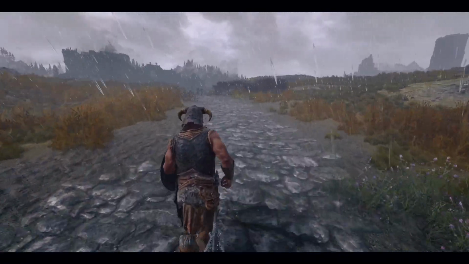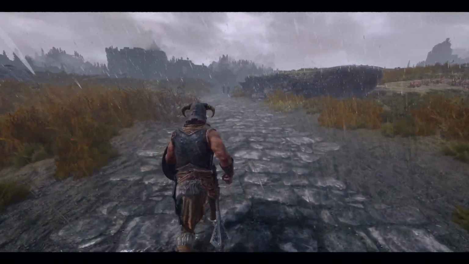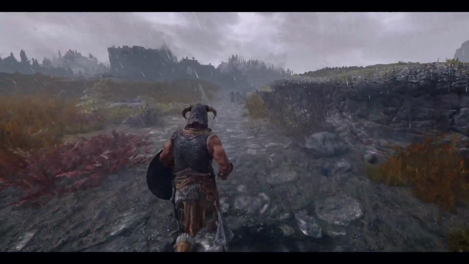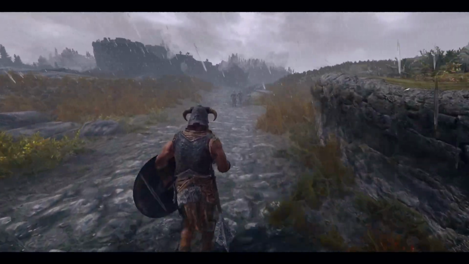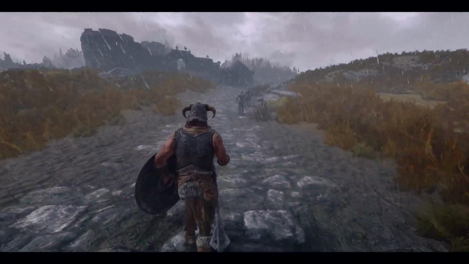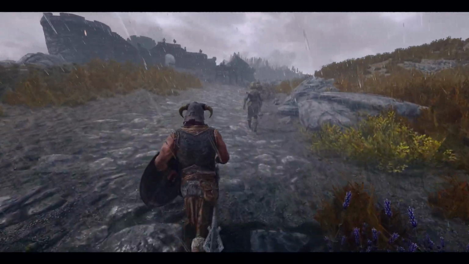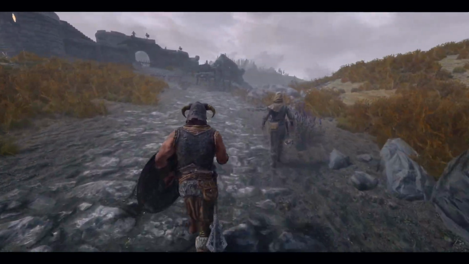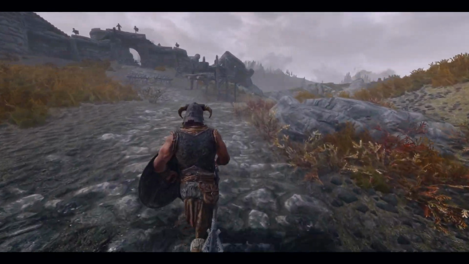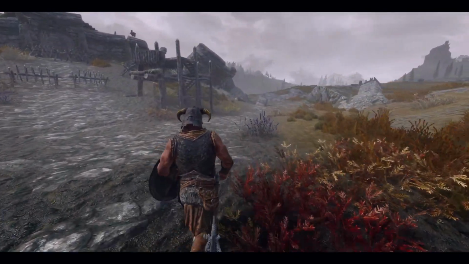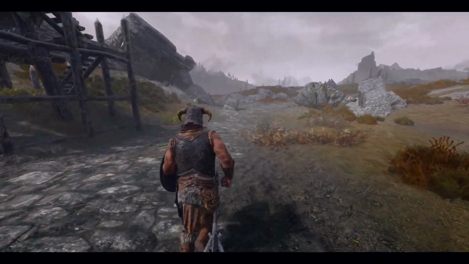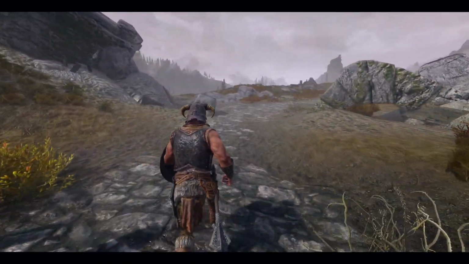Okay, so I'm sure you can guess what I'm about to do, because yes, it is time for another round of soundscape examples. This time I'm only going to show two clips, and one is going to be me walking through Riverwood in vanilla Skyrim, and then the other is going to be the exact same route, except this time it's going to have Audio Overhaul and Immersive Sounds Compendium.